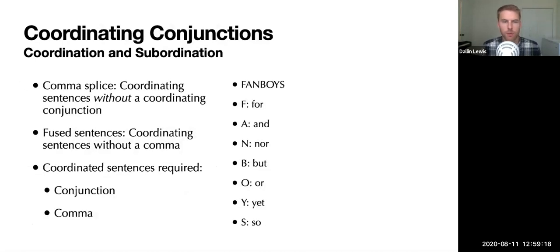Going back to here. So when we talk about coordinating 2 sentences, if you fail to use a coordinating conjunction, you just have the comma. We call that a comma splice. When you have a coordinating conjunction but fail to use a comma, we call that a fused sentence or a run-on sentence. Now, run-on sentences have nothing to do with sentences being long.